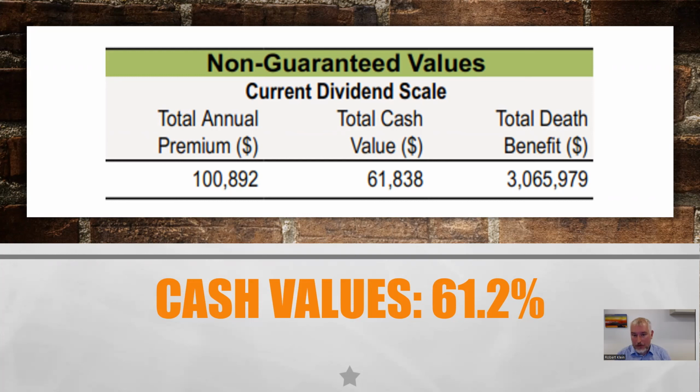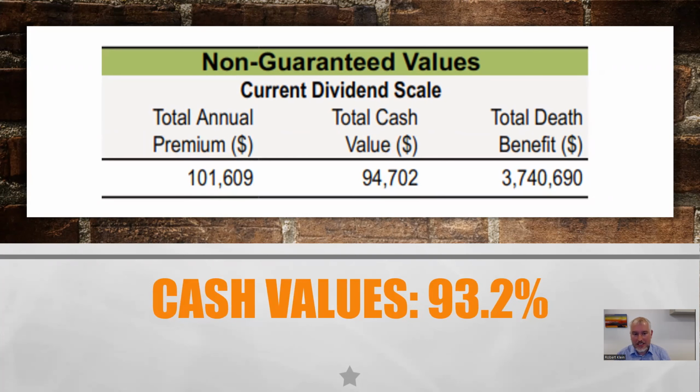So what does an optimized contract look like? It looks like this: 100,000 or 101,000 in this case. But more importantly, the cash value in year one is $94,702 with a death benefit of $3.74 million. So the cash value in year one, same $100,000, same person, same age, same everything, was 93.2% of the first year's premium. So what you can do, go to your insurance illustration and look at what percentage was lost in the first year to determine, are you optimized or not optimized?